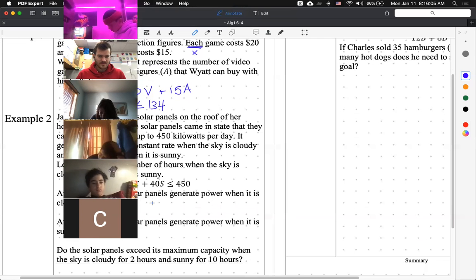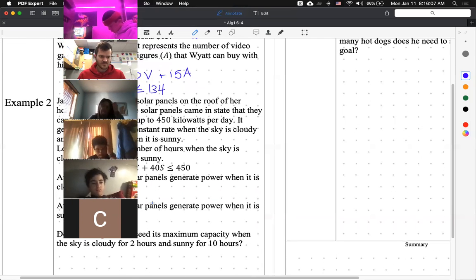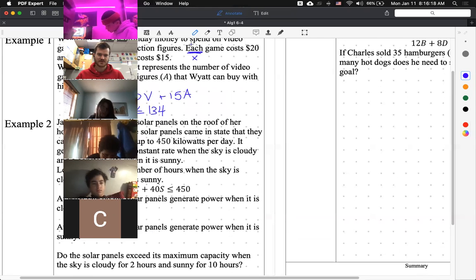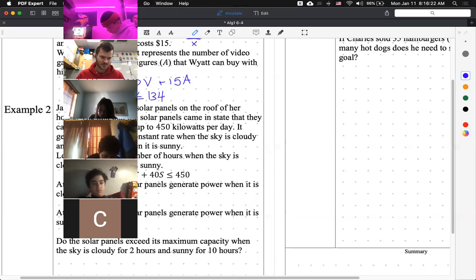All right, so let's read these questions then. At what rate do the solar panels generate power when it's cloudy? And in the last problem, we had the word each. Each meant slope or the number multiplied. In this case, you have this word rate. Rate just means what is that number in front of that variable.